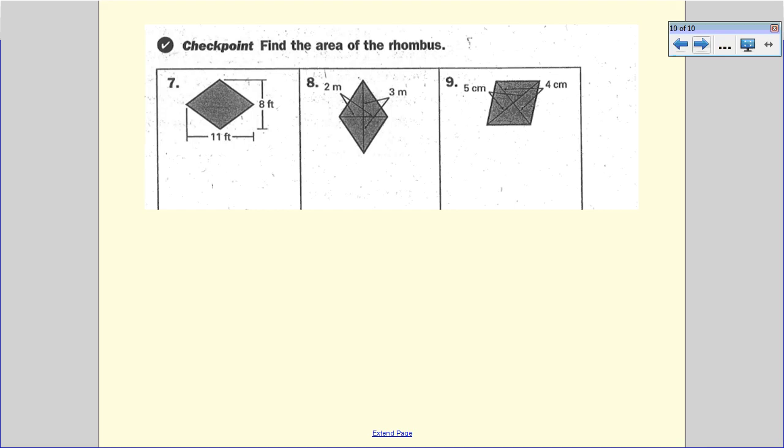So you guys have 3 checkpoints. I'm going to do number 8 with you now, and then you guys will do 7 and 9 on your own. So 7 and 9 are to do now, and we will check in class. Let's do number 8 together.